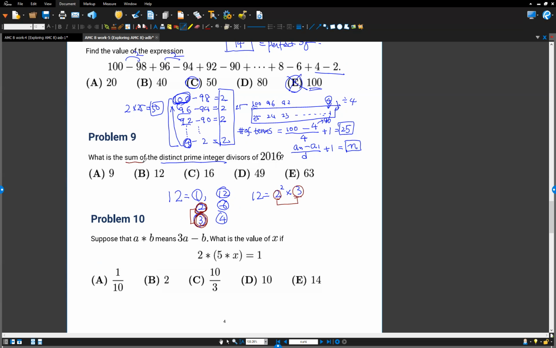They said the sum of what? Distinct prime integer divisors, isn't it? Integer divisor means a factor, and it should be a prime number. This is not prime, this is not prime, this is not prime. So you have 2 different ways: find all the factors, or make a prime factorization. From there, you can see the prime numbers 2 and 3. That's the easier way, I think.